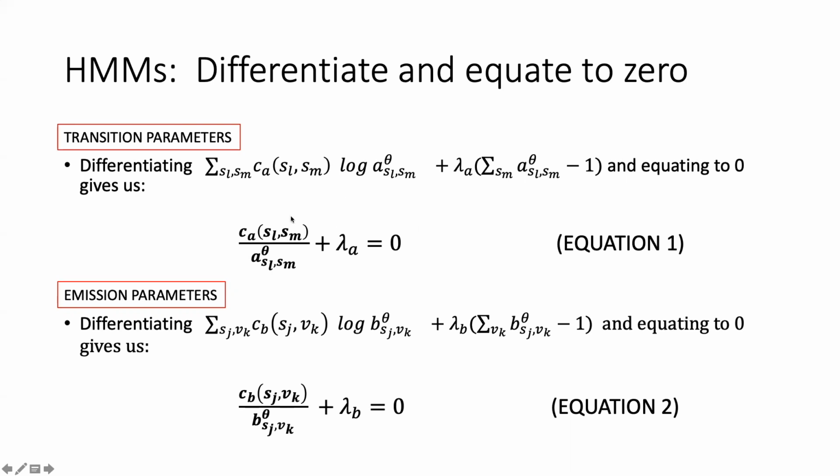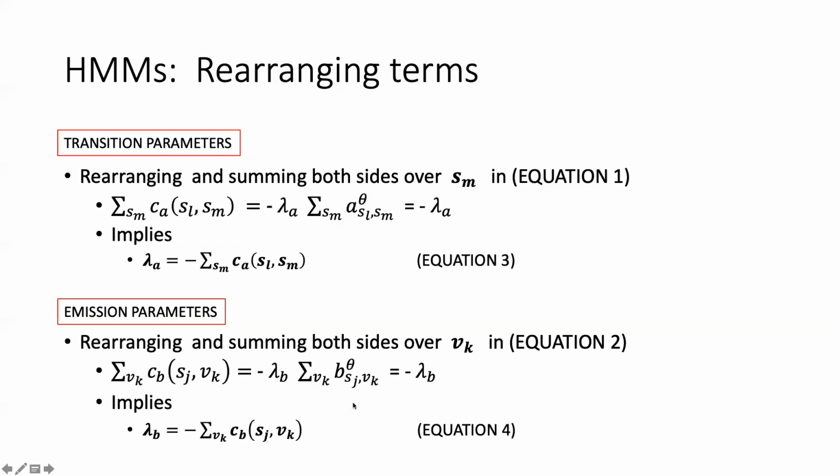So these are the expressions for the solution for transition and emission parameters, while lambda A and lambda B are the Lagrange multiplier parameters which are unknown. Let's try to estimate these parameters.